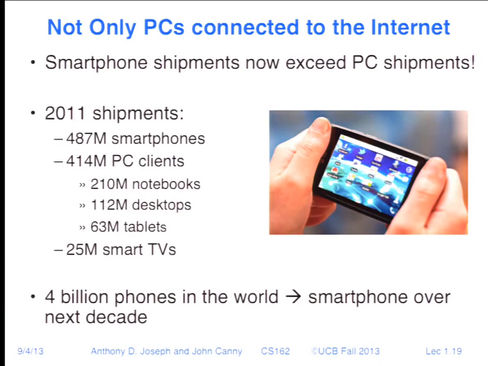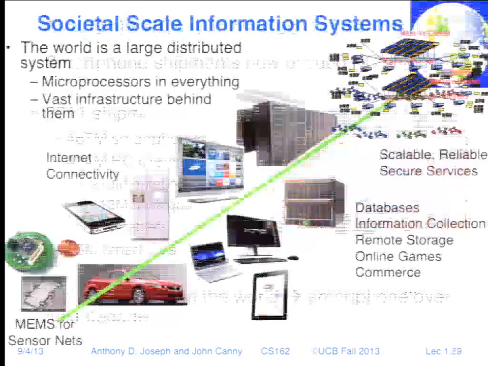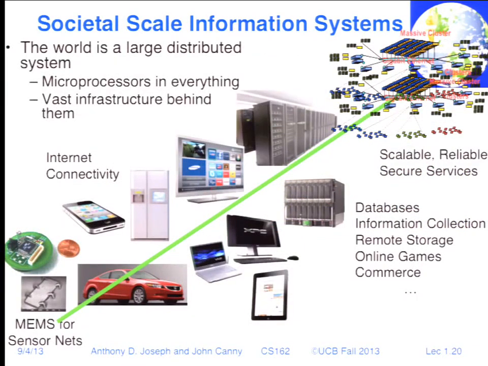So pulling all of this together, when we think about building systems, we need to think societal scale. So all the way from MEMS, this is a little MEMS accelerometer developed over in Cory, all the way up to billions of devices connected together. And think about building applications that span across that. There's a tremendous power that you can get when you can take a device that has a limited amount of computational capacity and leverage all of this infrastructure.